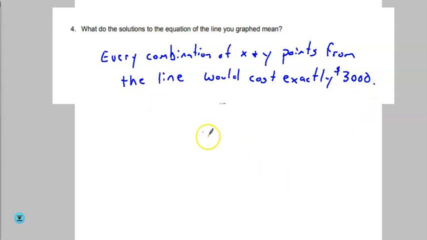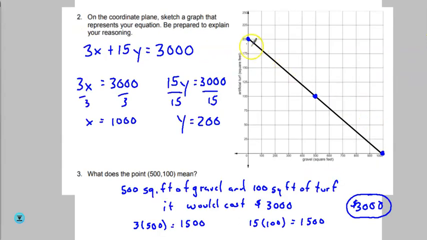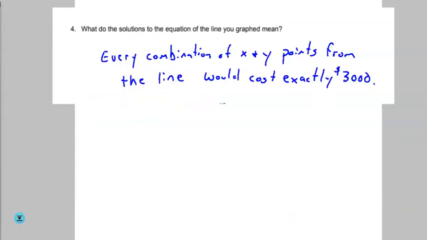That line represents all the possible solutions. And again, I'll go back, it only shows the first quadrant because you're going to buy a positive number of square feet of gravel and square feet of turf. It only matters there. So every point on this line, no matter which one you picked, if you took the x and y, plugged them into this equation, it would equal 3,000. All right, so go ahead.